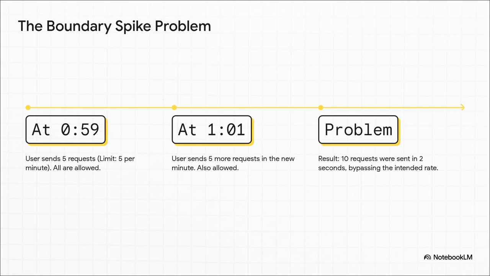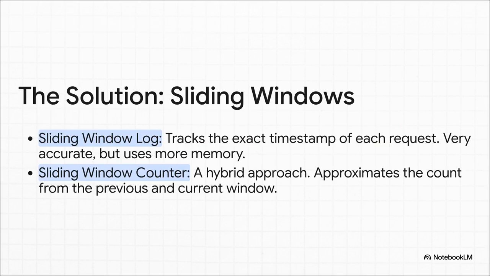See what happened? In the system's eyes, each 1-minute window is perfectly valid. But in reality, you just got hammered with 10 requests in 2 seconds. That's double the rate you intended to allow. So, to fix that glaring hole, we need a much smarter approach, the sliding window.